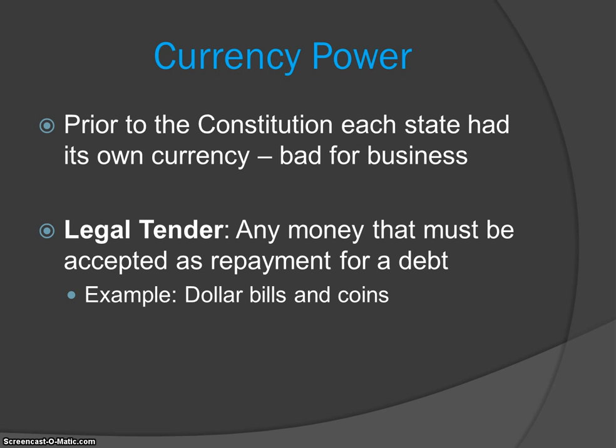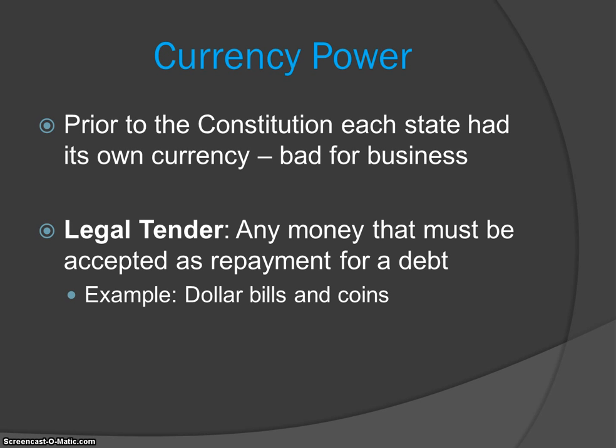Currency power is our next power of Congress. Prior to the Constitution being written, each state had its own currency. Now, this was a major problem because when you went from one state to another state, you could not use your same money, your same currency. It was not valid. And so this hurt business between states.